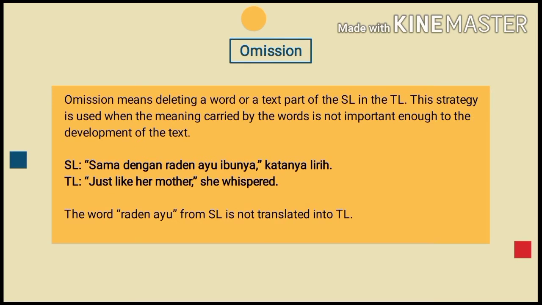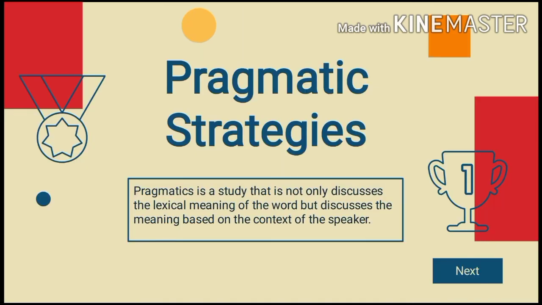Omission. Omission means deleting a word or a part of the source language in the target language. This strategy is used when the meaning carried by the word is not important enough to the development of the text. For example, sama dengan Raden Ayu ibunya, katanya lirih. Translation: just like her mother, she said softly. The word Raden Ayu from the source language is not translated into the target language.